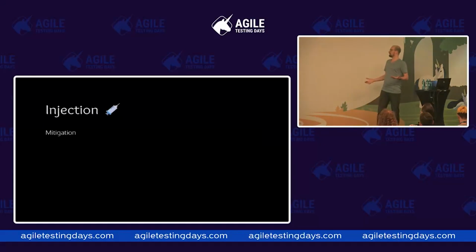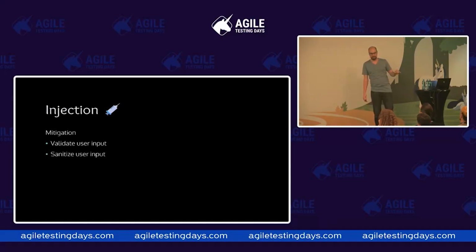So what can we do about these attacks? We can validate user input, and if anything feels out of place, just straight up reject it. Sure, it's a good way of doing that, but it's not a blanket solution. The blanket solution is to sanitize user input.